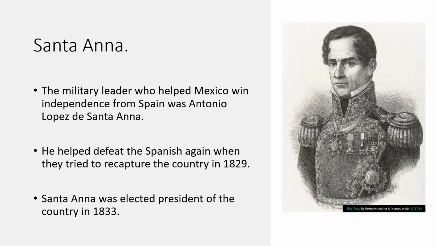So Santa Anna. The military leader who helped Mexico win independence from Spain was Antonio Lopez de Santa Anna, more commonly known as Santa Anna, his picture there. He helped defeat the Spanish again when they tried to recapture the country in 1829. Santa Anna was elected president of the country in 1833.